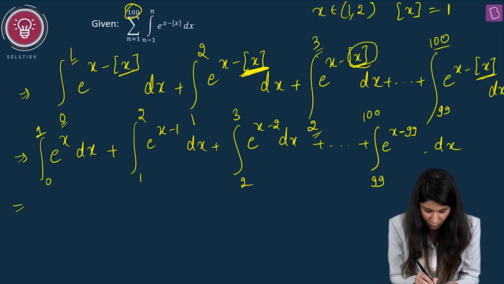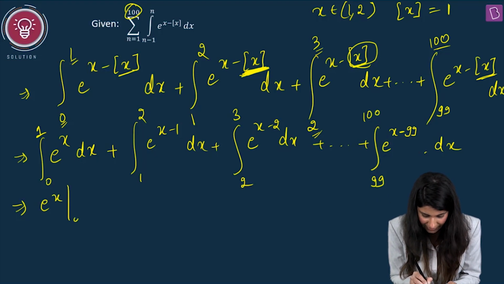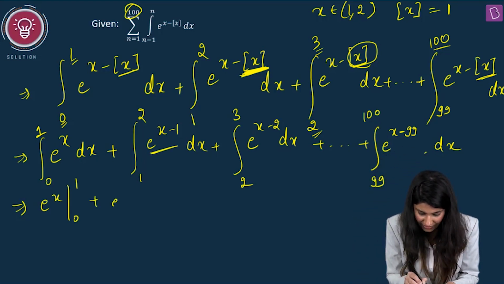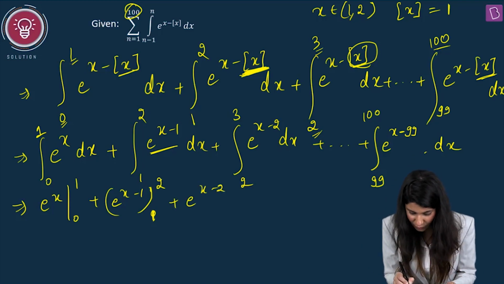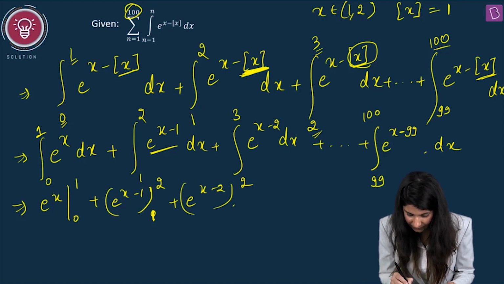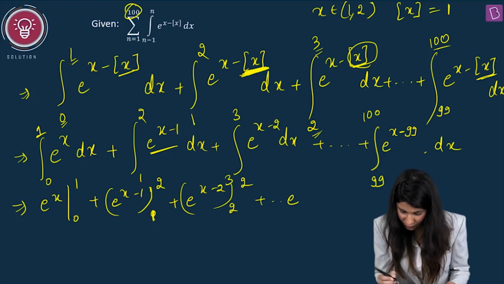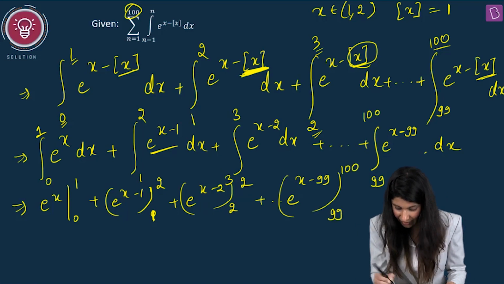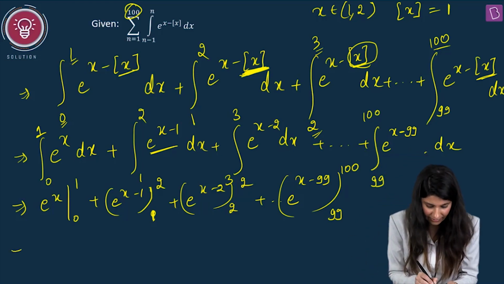Let's do that. Okay, so the integration of e raised to power x is e raised to power x, with upper and lower limits 0 to 1. Then you have integration of this exactly same, 1 to 2 this time. Then you have e raised to power x minus 2, 2 to 3. You have last e raised to power x minus 99, 99 to 100, right? Just put upper and lower limits. Let's calculate the final value.